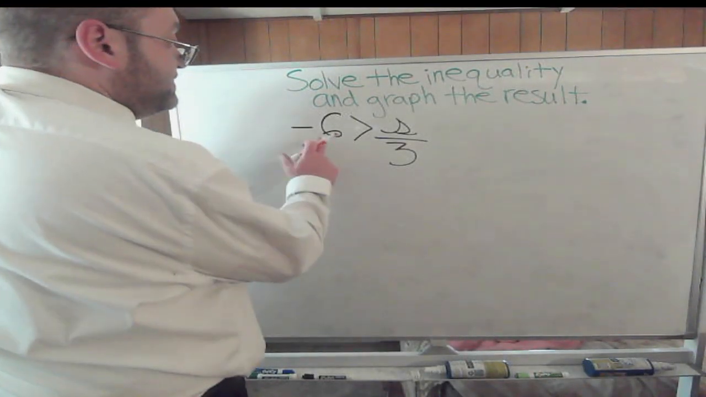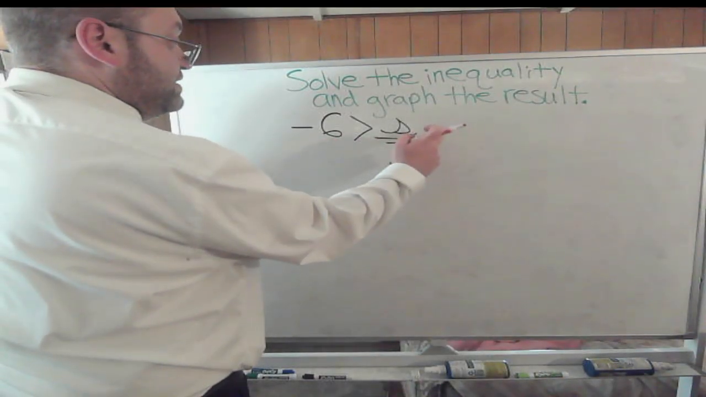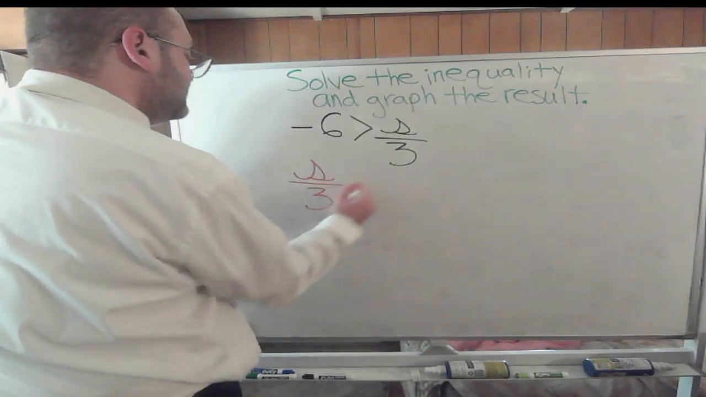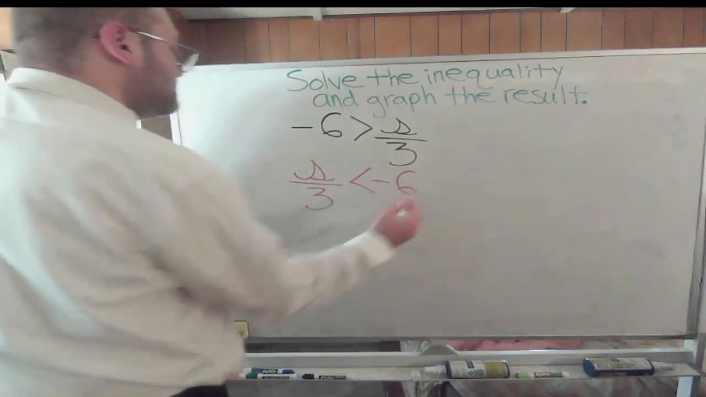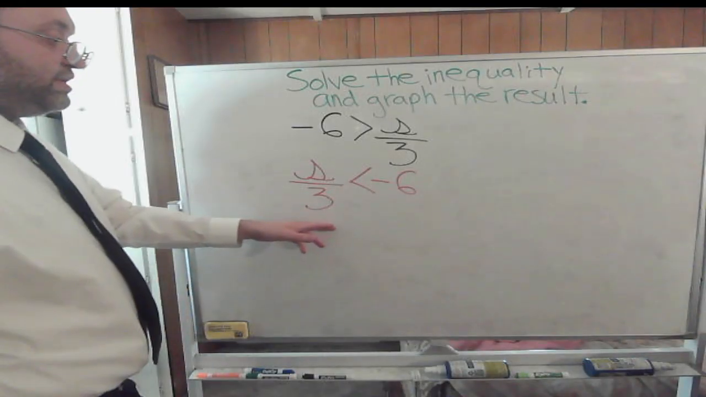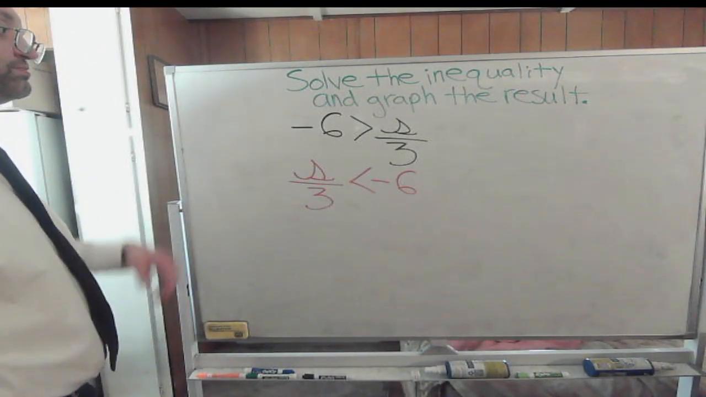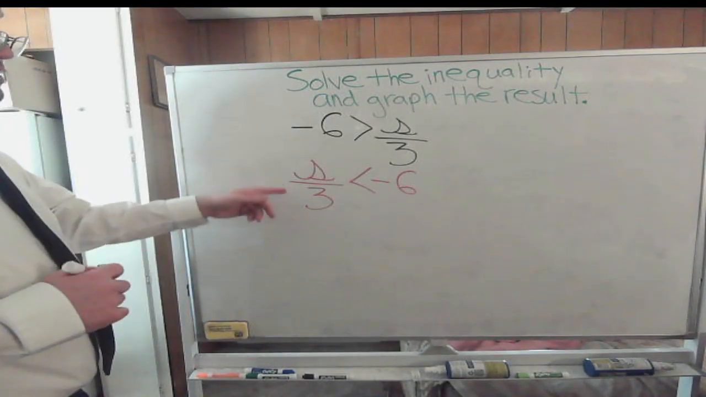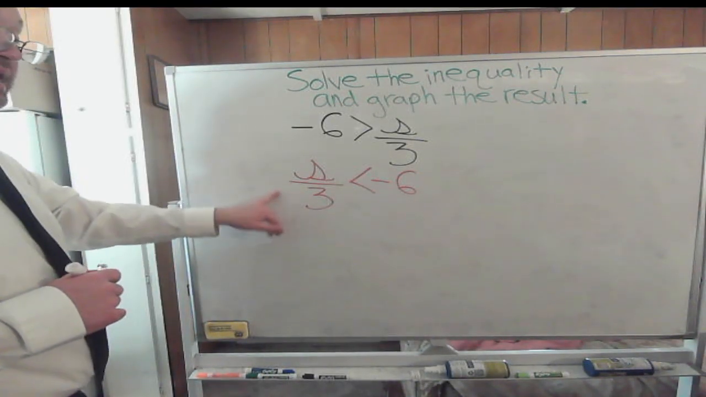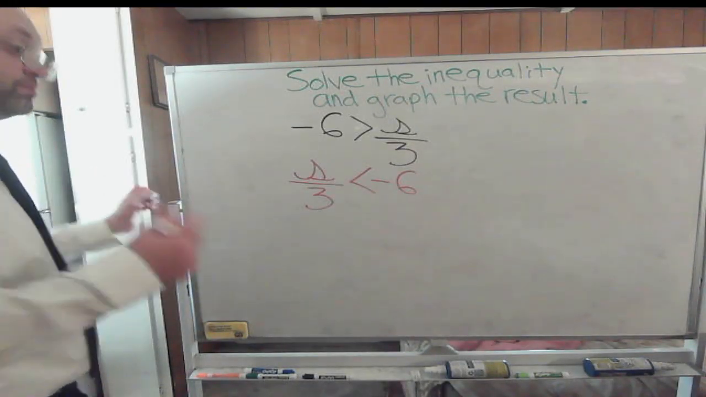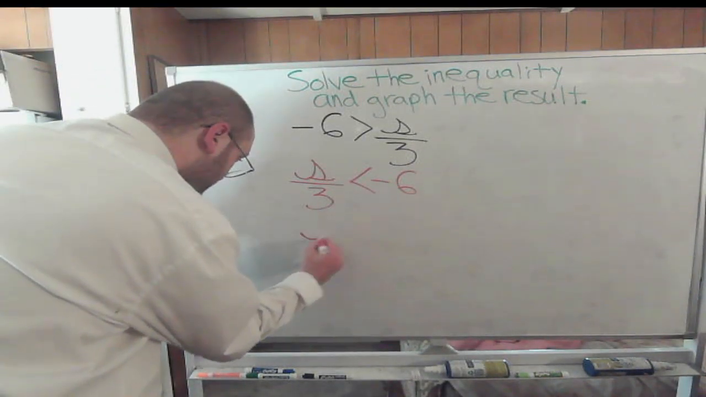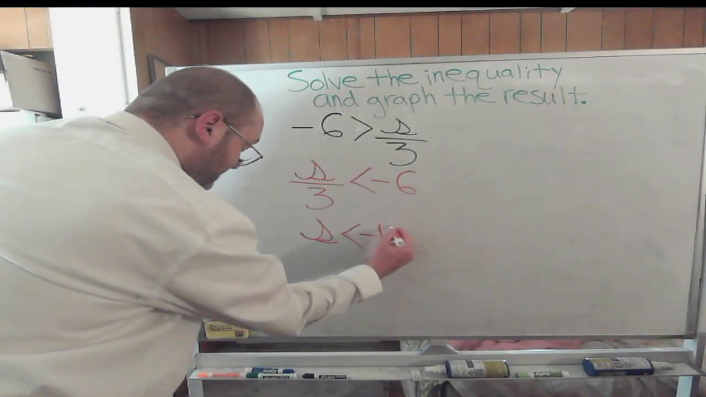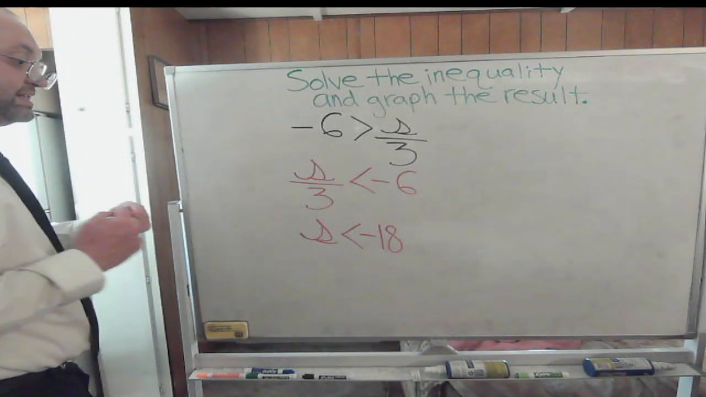It would stand that if negative 6 is greater than s over 3, that would have to mean that s over 3 is less than negative 6. So we got s over 3 is less than negative 6. Now, we have s over 3. We simply just want to get s. So you got to multiply both sides by 3. If you do that, you'll get s is less than negative 6 times 3, negative 18. So s would be less than negative 18.